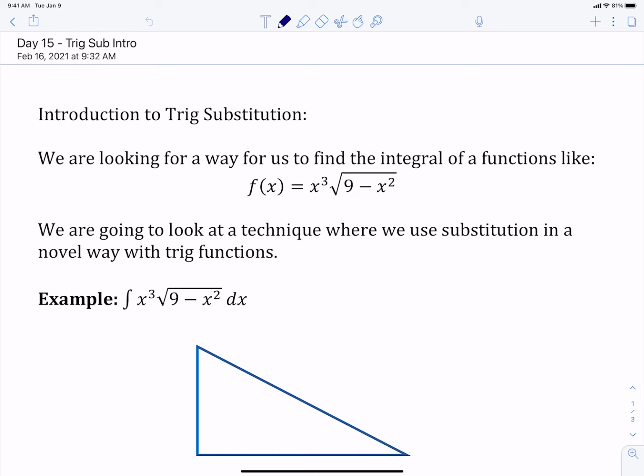And we're basically going to use this technique many times when we have a square root like this, where it's the square root of a squared minus x squared, or the square root of a squared plus x squared, or the square root of x squared minus a squared. So, all the variations of two perfect squares being added or subtracted underneath the square root. So we're going to look at a technique where we use substitution in a novel way with trig functions.